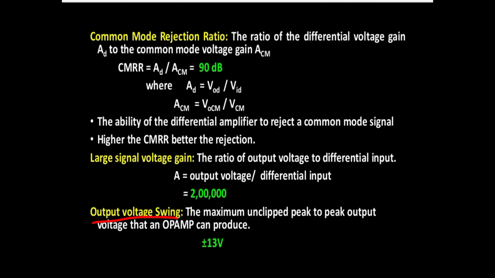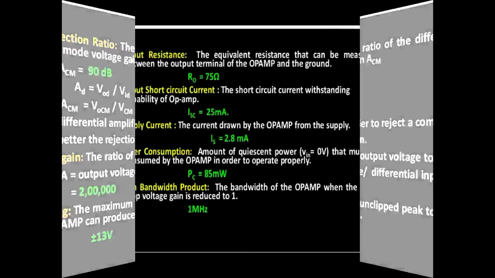Now coming to output voltage swing. Output voltage swing is the maximum unclipped peak to peak output voltage that an op amp can produce. Output voltage swing is nothing but the maximum unclipped peak to peak output voltage that the op amp can produce.